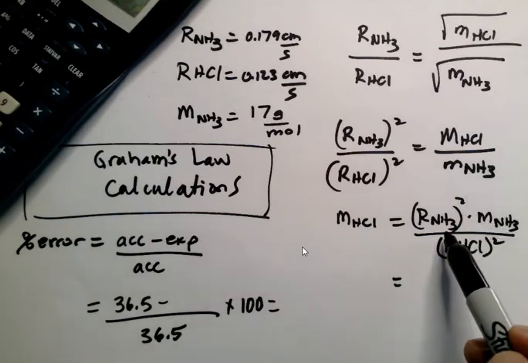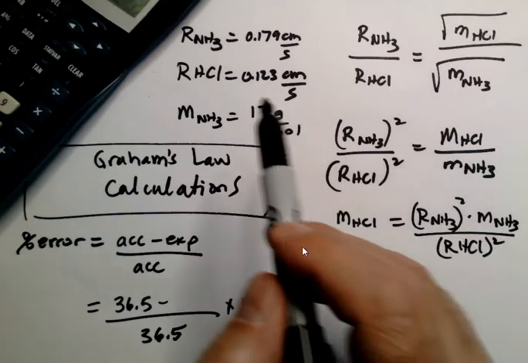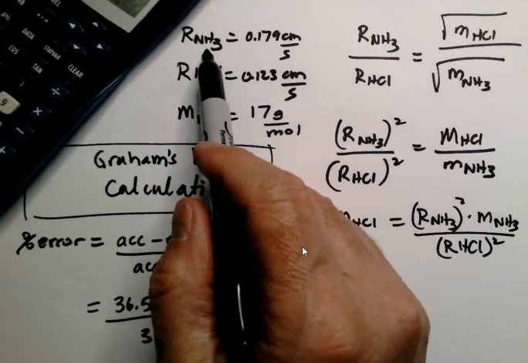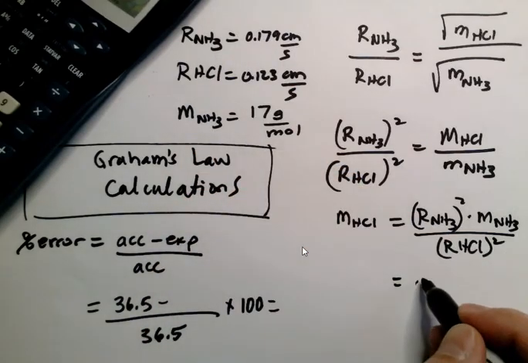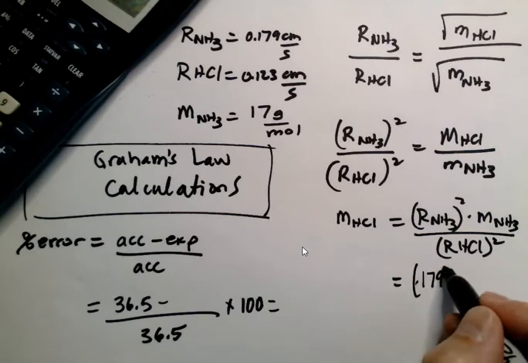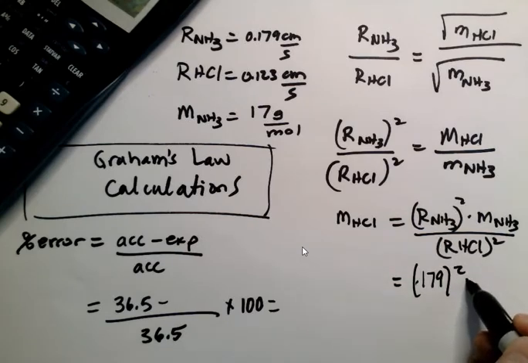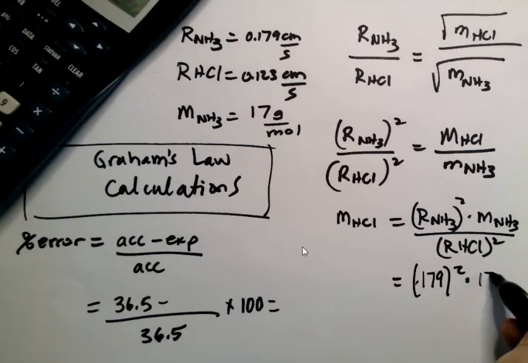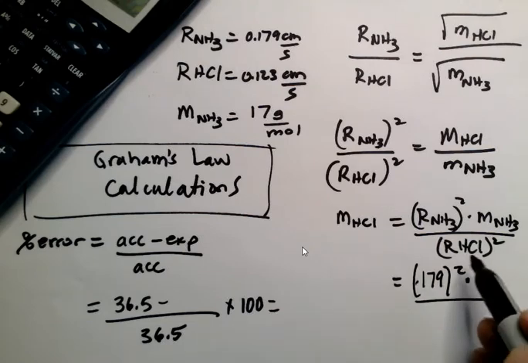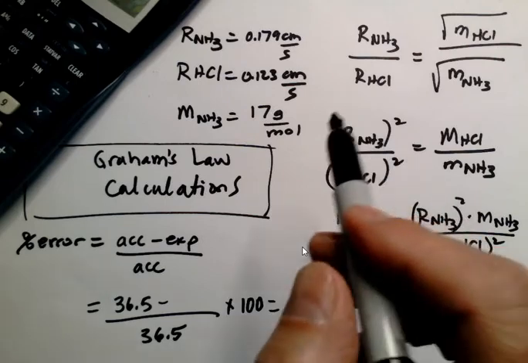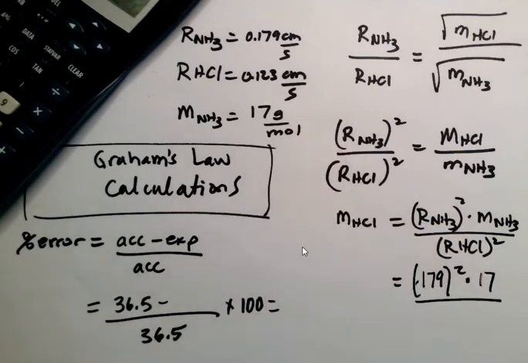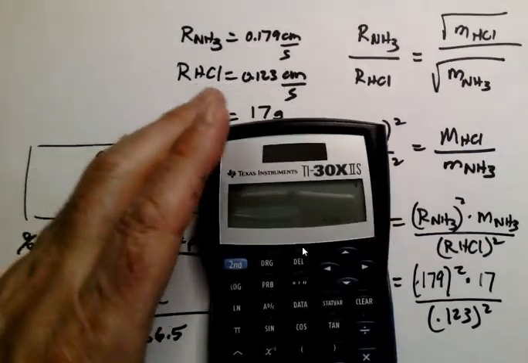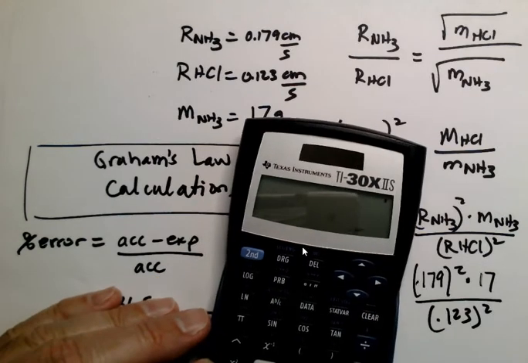So let's take the rate of ammonia movement, 0.179, and let's square that. And we know that the molar mass of ammonia is 17 grams per mole, so we're going to write that there. And the rate of the hydrochloric acid movement was 0.123, and we're going to square that. And so let's put this in our calculator and see what we get.